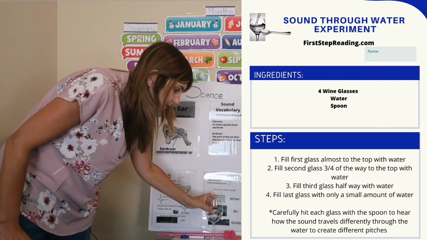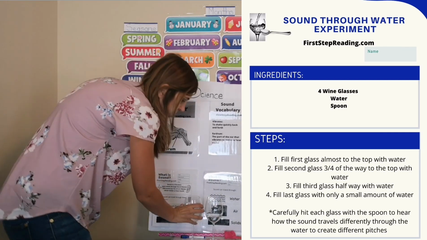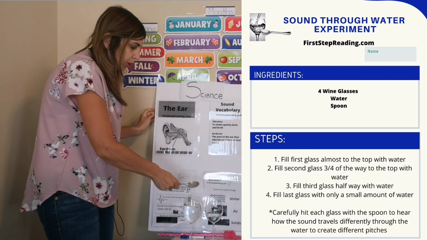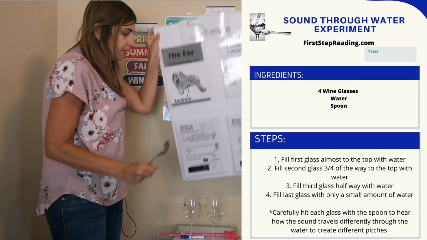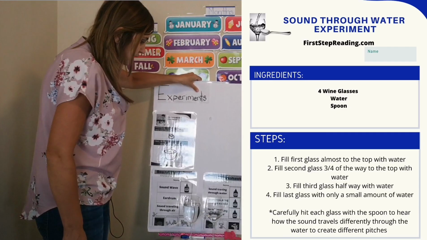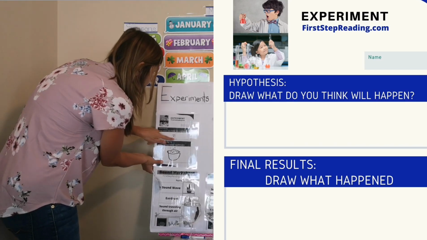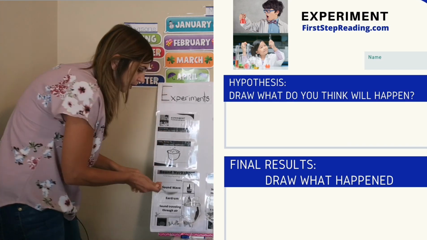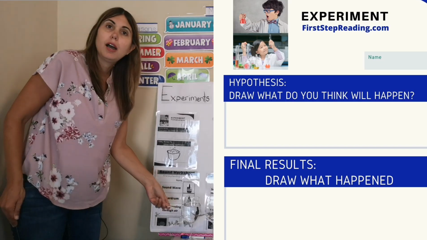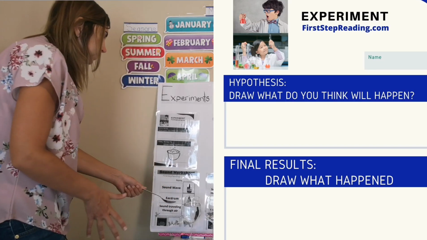So this is the experiment for today. The actual experiment you do with 4 cups, but just for us today, I did it with 2 cups. So you make your hypothesis. What do you think is going to happen if I hit the spoon against the cups, not too hard, with your parents' permission?